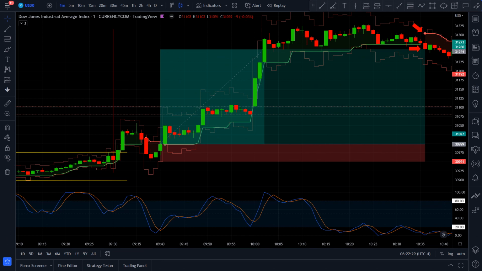As you can see, this was a great winning trade. I hope I was able to make this as clear as possible. If not, feel free to ask me anything down in the comment section.